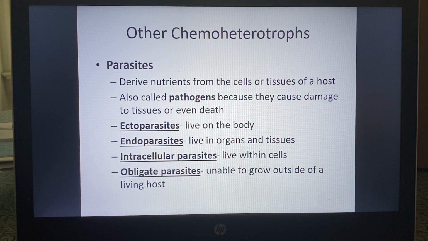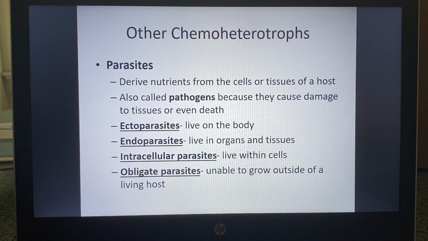A couple of definitions that have to do with parasites. So ectoparasites live on the body. Okay, so for example, types of lice. Those are obviously parasites, but they're living on the outside. Endoparasites are inside us, so they're living in organs and tissues. So think of a tapeworm that's in your intestines. That would be an endoparasite. Also, the malaria parasite that lives within our red blood cells.